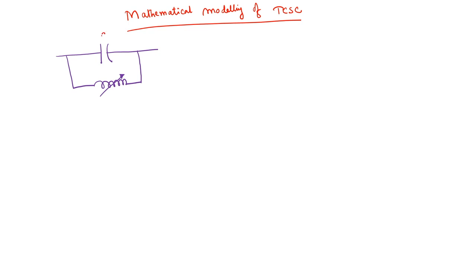Now, before we do this mathematical modeling, let us again draw the equivalent circuit diagram for TCSC. Here we have this fixed capacitor, here we have a variable reactor. The reactance of the variable reactor would be varied through the firing angle control of the thyristors, and that is what I hope you understood, okay. So, this is our fixed capacitor, here we have a fixed inductor, and this is basically connected to the transmission line. So, these are transmission line.